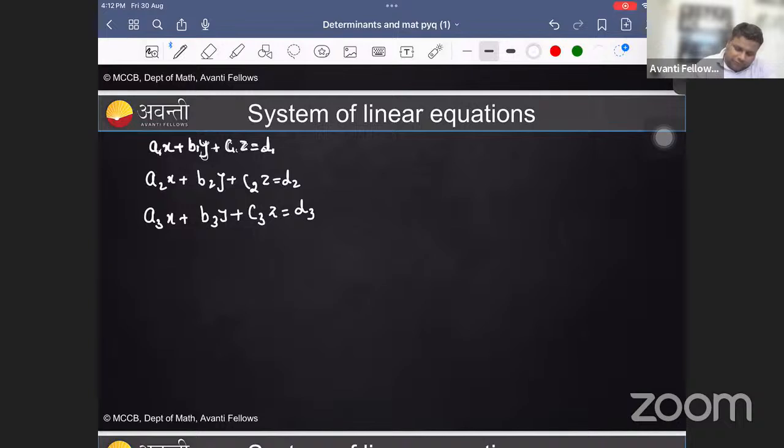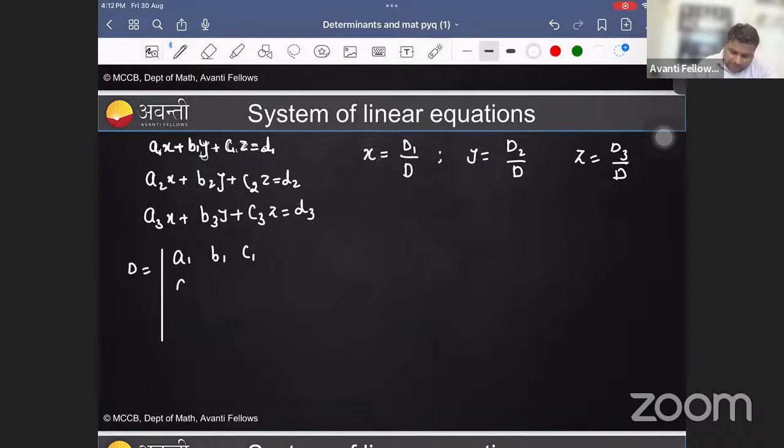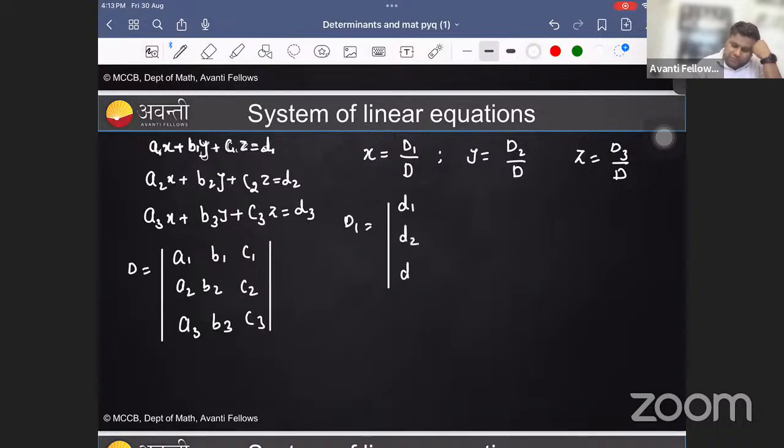Now see, if we solve these equations, the values of x, y, z that we achieve are x equals D1 upon D, y equals D2 upon D, and z equals D3 upon D. Where D is the determinant made with the coefficients of x, y, z, that is a1, b1, c1, a2, b2, c2, a3, b3, c3. D1 is the determinant where the first column is replaced by small d1, d2, d3, so d1, d2, d3, b1, b2, b3, and c1, c2, c3.